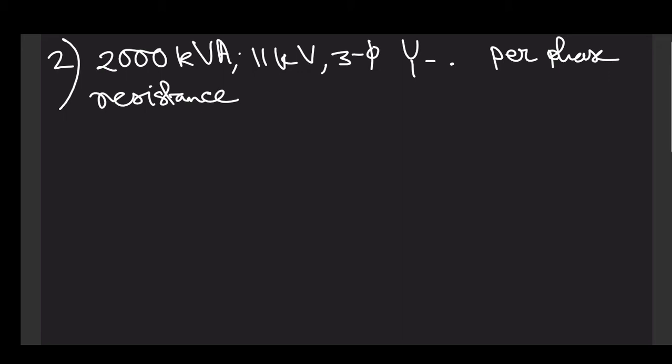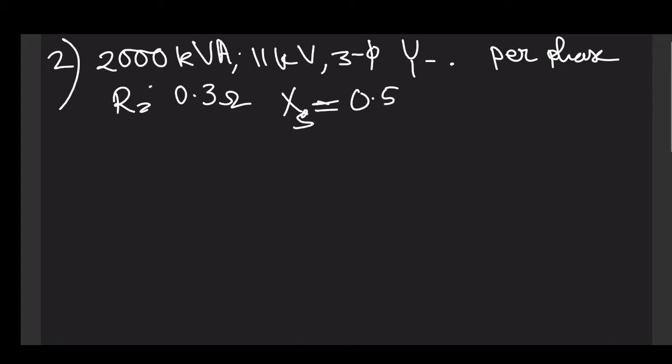Per phase resistance R is equal to 0.3 and X is equal to 0.5. Mind that this one is actually XL plus XAS. So it delivers full load current at power factor 0.8 lagging. Full load current we have to calculate.